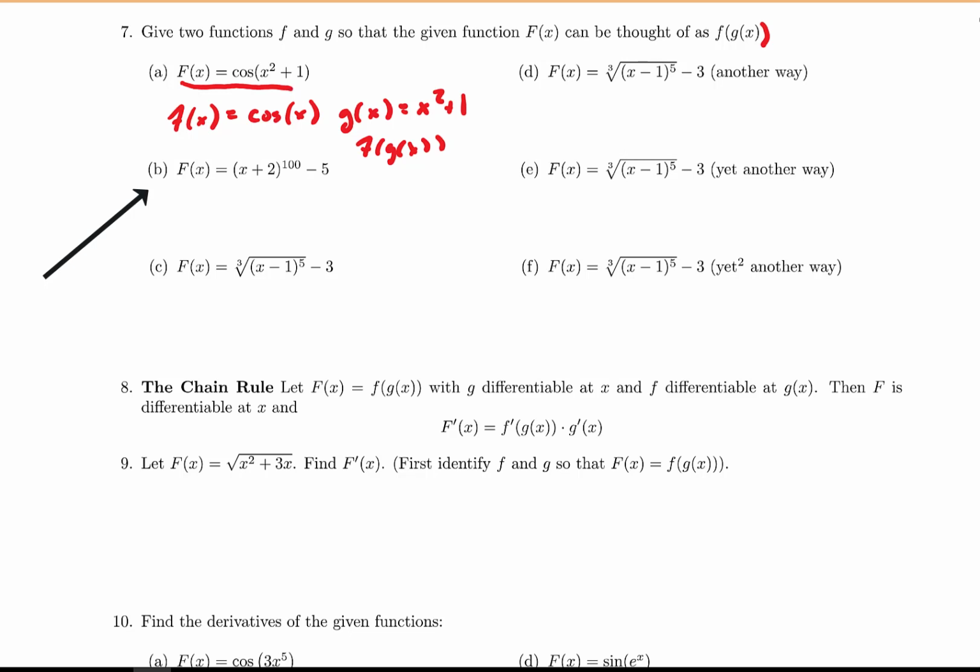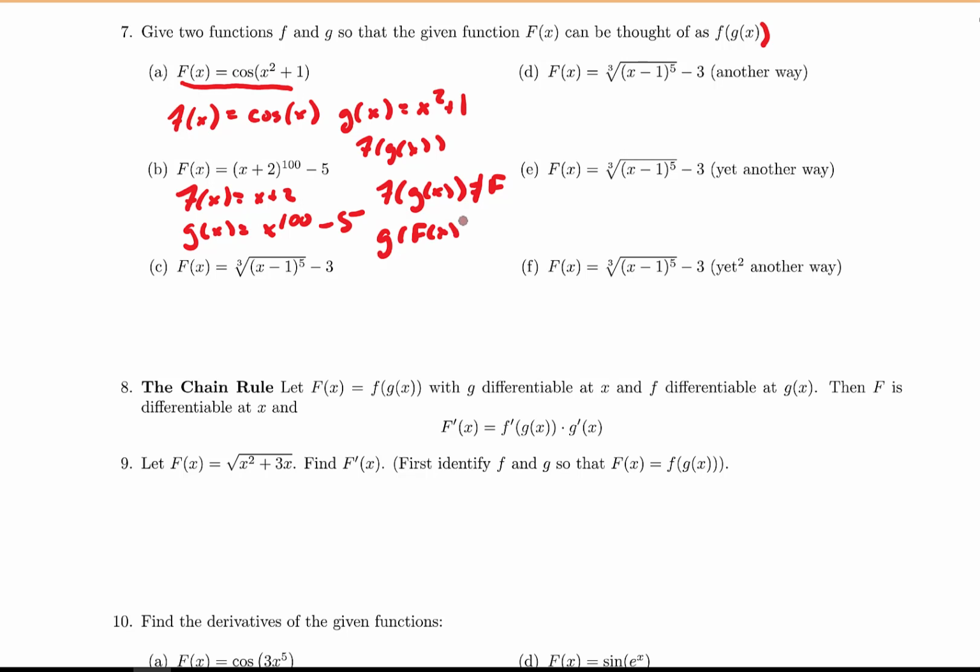Let's suppose we thought that the outside function was x plus 2 here, and then that the inside function was x to the 100th minus 5. Okay. Well, if you compose these in a certain way, you will get the right answer. But notice that in this case, f of g of x does not equal capital F, even though g of f of x equals capital F of x. So that goes back to the idea that order matters with function composition. I'm out of room here, so I'm going to clear this out, but maybe you've still got room. I'm going to go ahead and give the correct answer here.